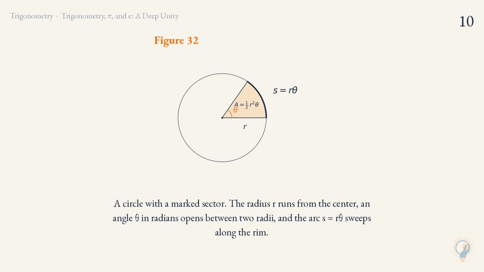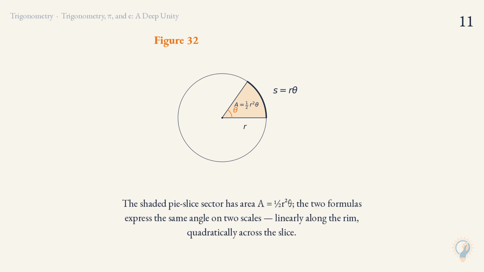Figure 32. A circle with a marked sector. The radius r runs from the center, an angle theta in radians opens between two radii, and the arc s equals r theta sweeps along the rim. The shaded pie slice sector has area A equals 1/2 r squared theta. The two formulas express the same angle on two scales, linearly along the rim, quadratically across the slice.